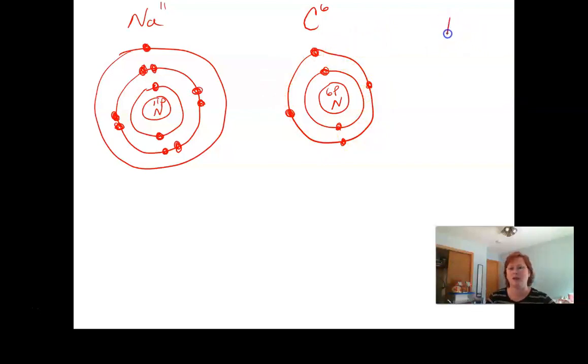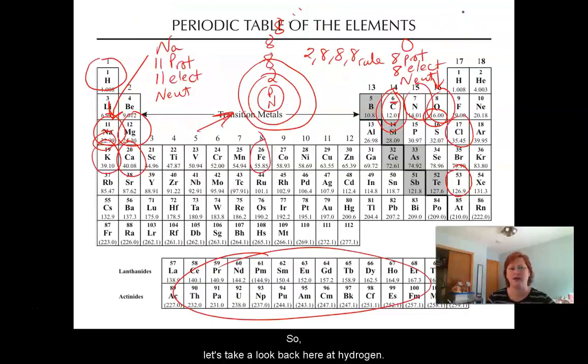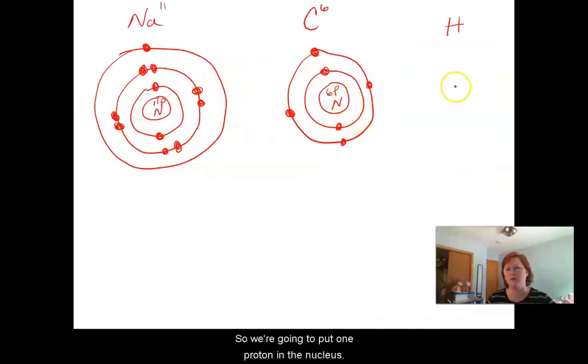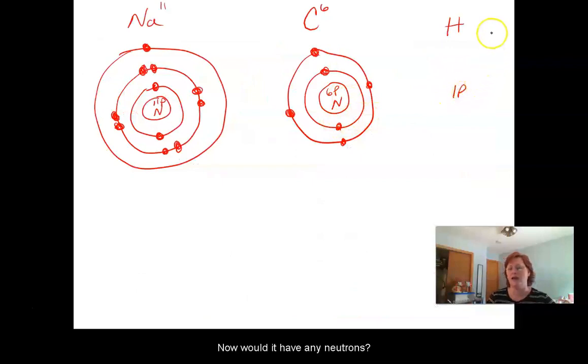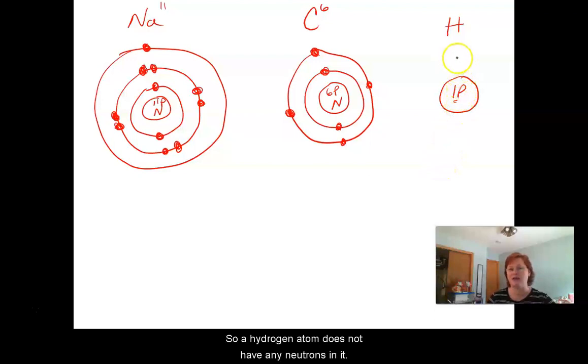Let's try hydrogen. So let's take a look back here at hydrogen. Hydrogen has an atomic number of 1, and it also has a mass of about 1. So we're going to put 1 proton in the nucleus. Now, would it have any neutrons? If it has a mass of 1, well, that mass of 1 is already taken up by that 1 proton. So a hydrogen atom does not have any neutrons in it. It's going to have 1 electron, so we're going to put that in the first orbital. There. And remember, this first orbital only needs 2 electrons to be full.